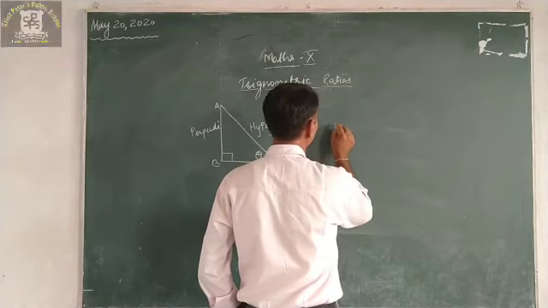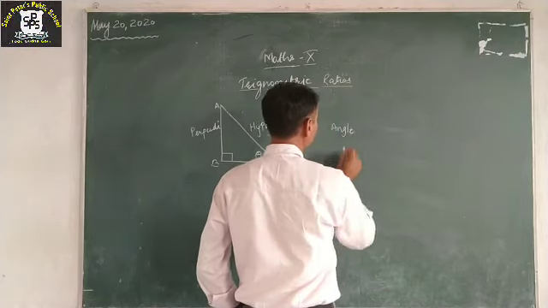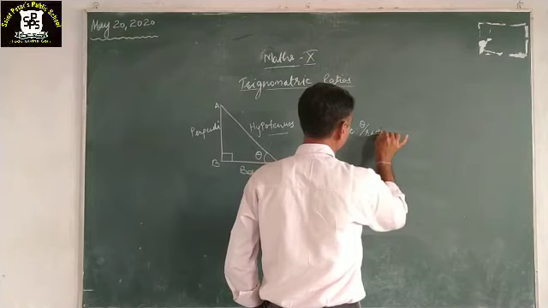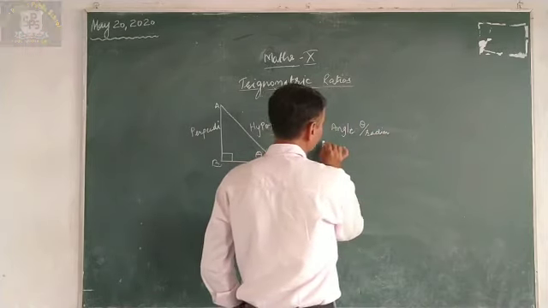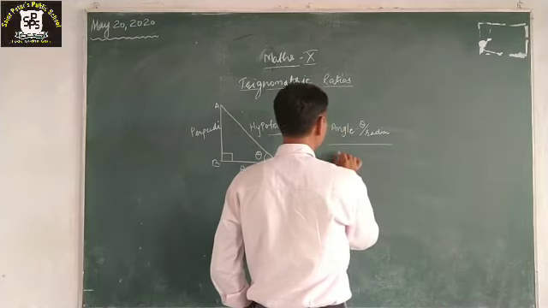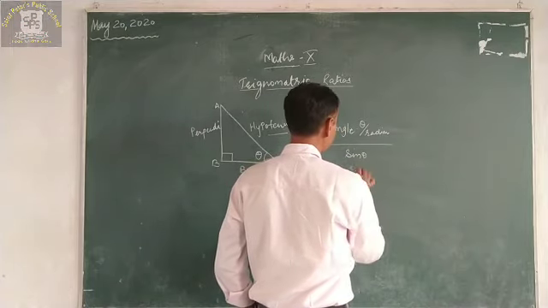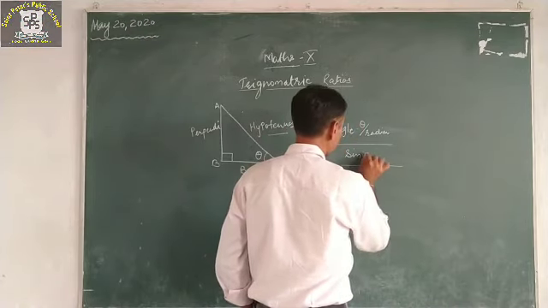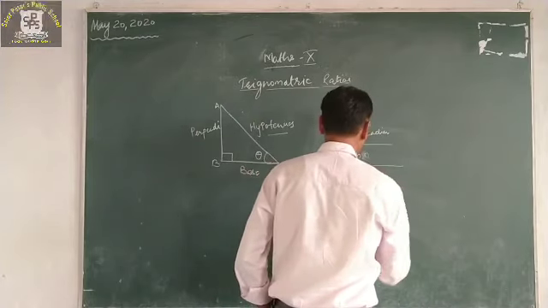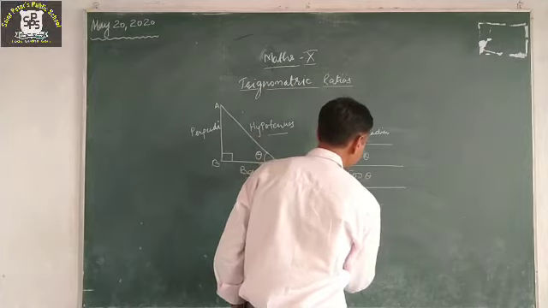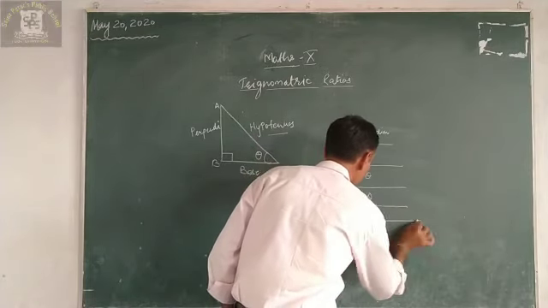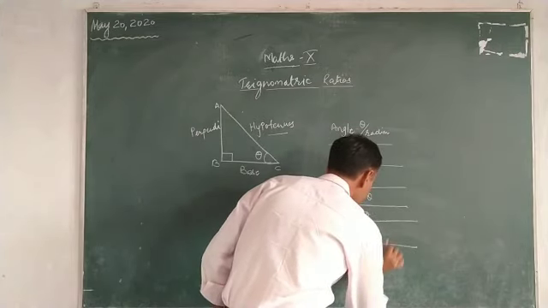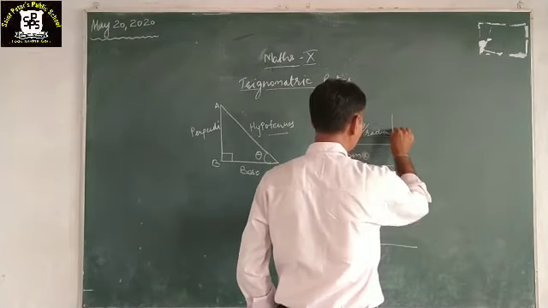So I'm taking the angle theta in degrees or in radians, and here I'm going to write the trigonometric ratios: sine theta, cos theta, tan theta, cot theta, sec theta and cosec theta. These are the 6 trigonometric ratios.